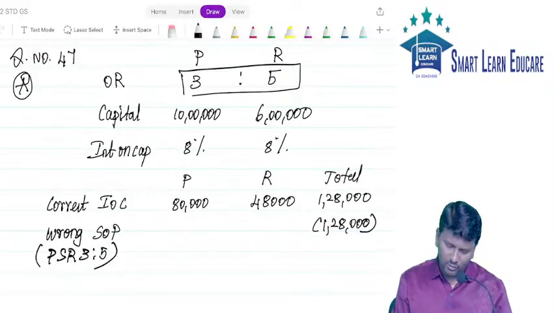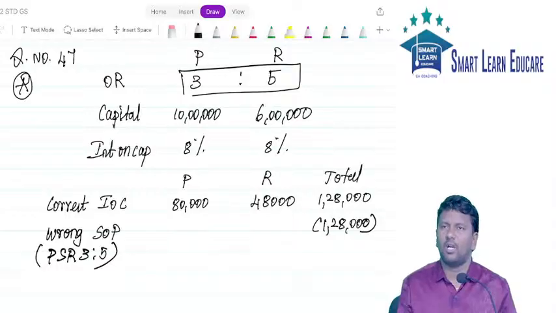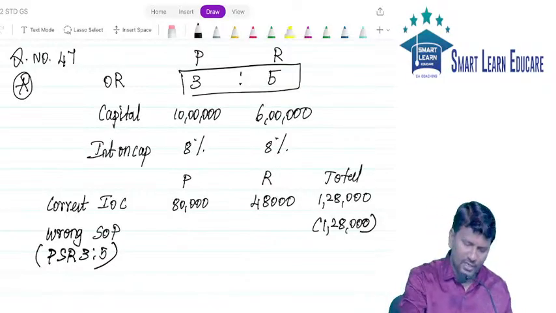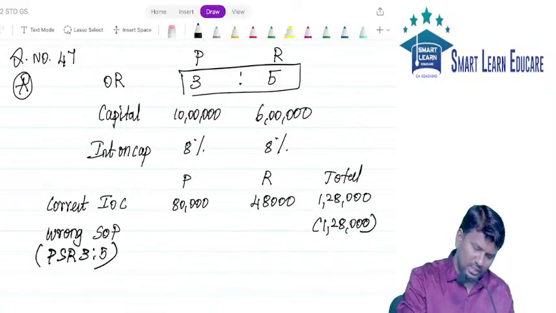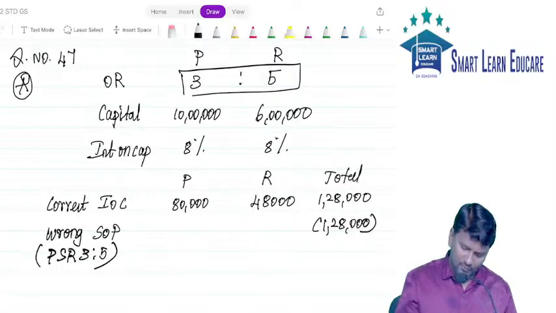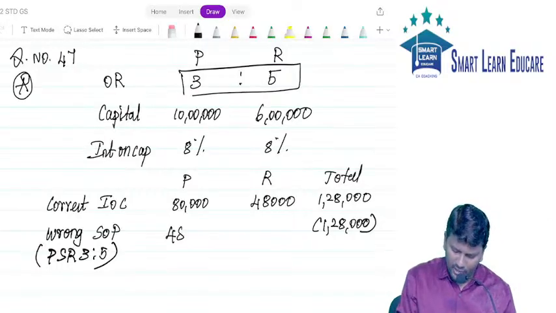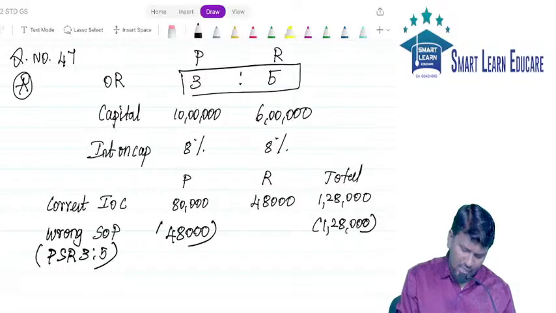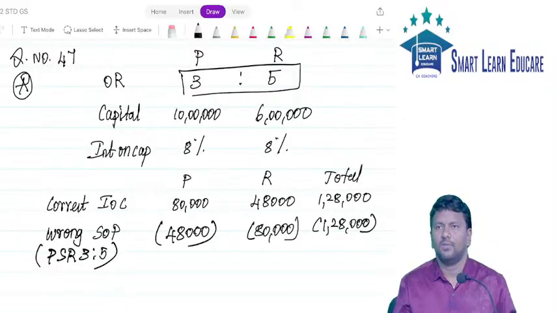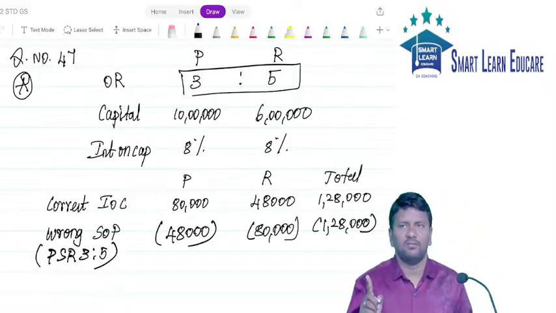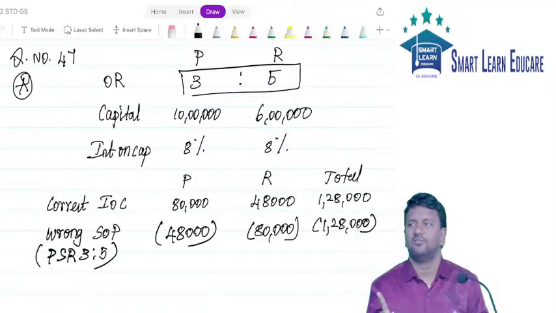Then this 1,28,000, you should have shared in what ratio? Profit sharing ratio is what was wrongly used. That is 3:5 you should have shared. So 1,28,000 wrongly shared in 3:5 will give partner P 48,000 and partner R 80,000. 80-48 is correct, 48-80 is wrong.